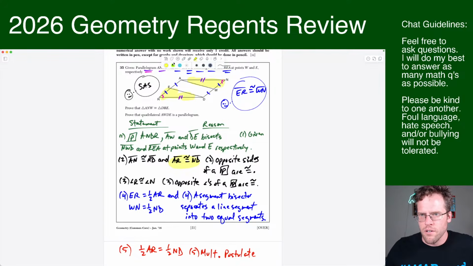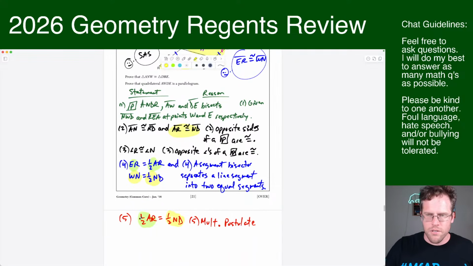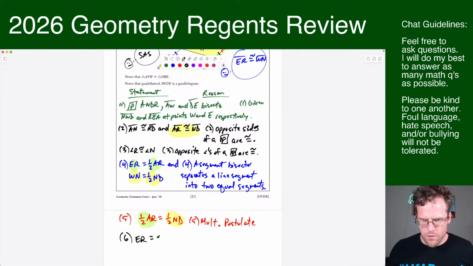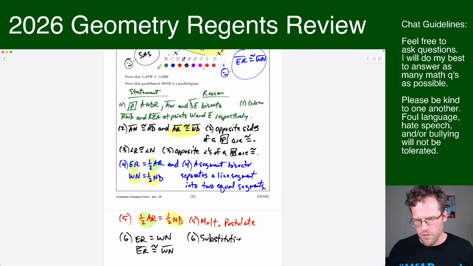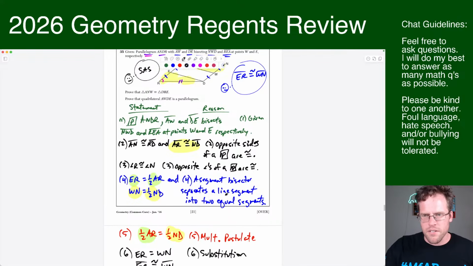I'm going to make the substitution here and say, all right, ER is 1/2 AR, and WN, let me change colors, WN is 1/2 ND. So in the next line, I could just say ER equals WN by substitution. So ER, this is a hard one, this question. So ER is equal to WN, which in the same line, I'm just going to say they're congruent because I like to say congruent when I'm doing triangle proofs. And this is true by substitution. This was kind of annoying, this one. But they kind of phase these out.